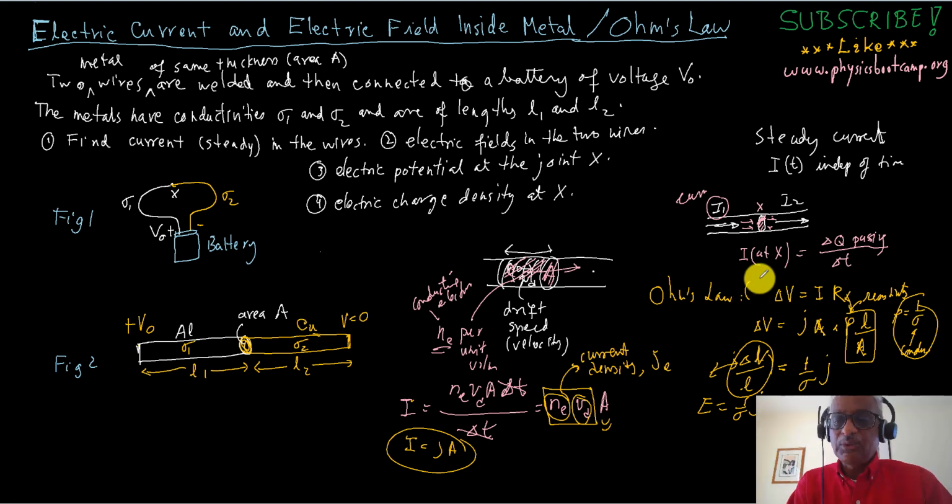So another way to write Ohm's law is J equals sigma times E. This is point by point, internally at each point, while the other is overall. So there are two ways to think about Ohm's law, and this problem actually uses both of them. Okay, now that you know the background, let's try to do the problem.